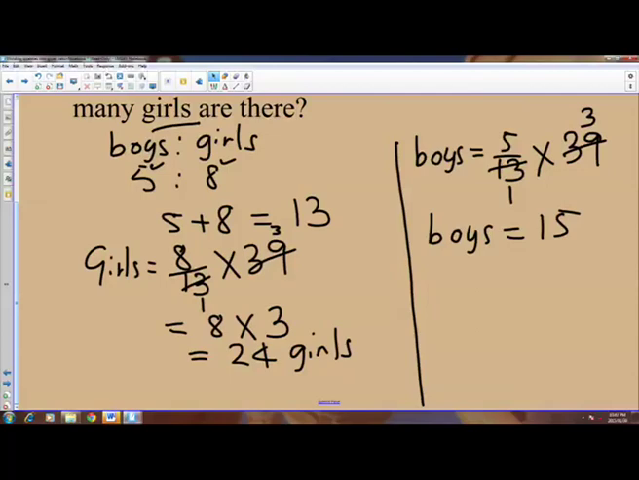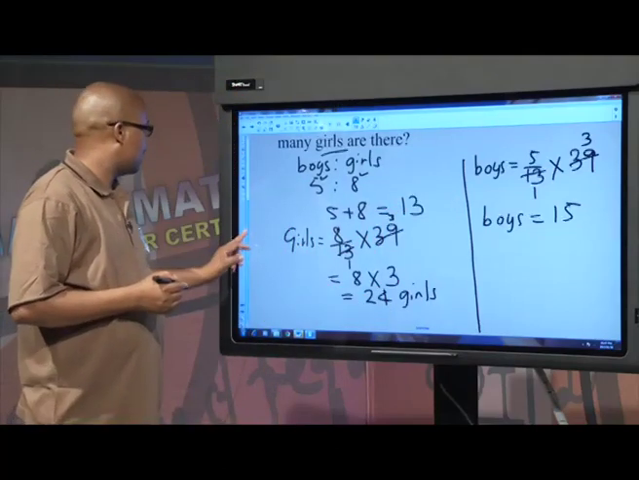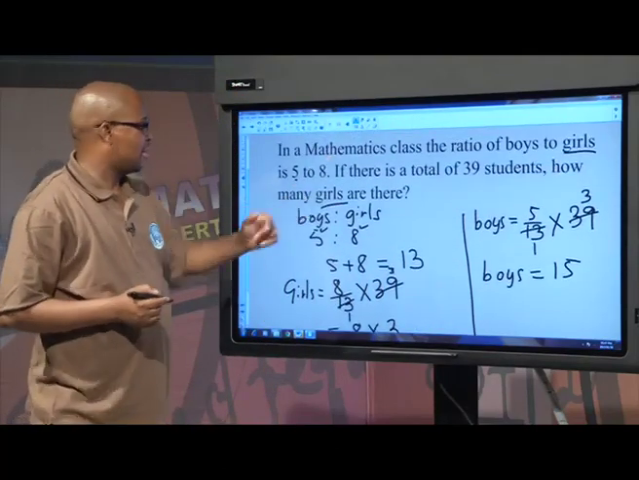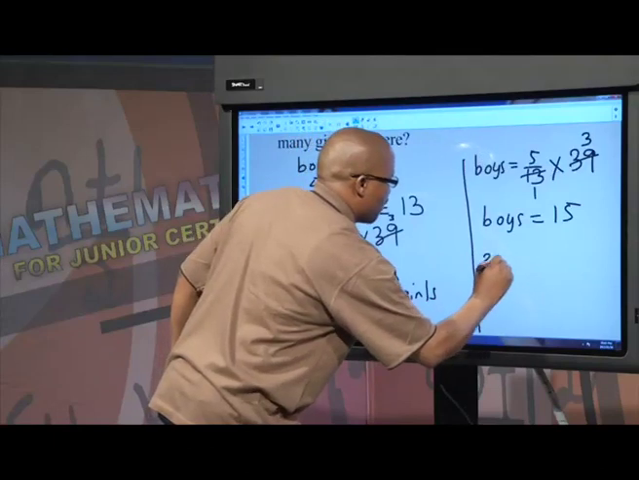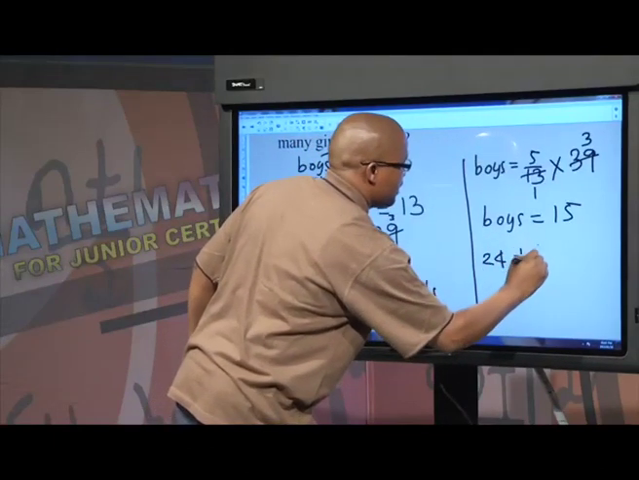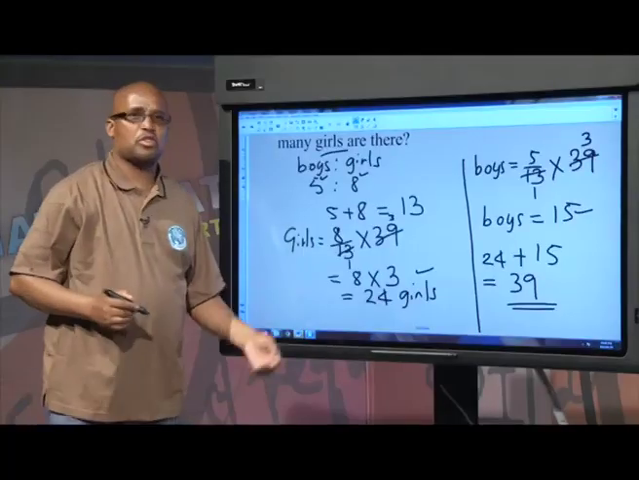And then you can as well check, does the number of girls and the number of boys give you the total number of students? So let us check. If you're told we're going to get 39, it's 24 plus 15. Let us check if we're going to get 39, because the number of girls and the number of boys should give us the total number of students. 5 plus 4 is 9, and then 1 plus 2 is 3. So this gives us 39, meaning our answers here are correct. There are 24 girls and then 15 boys. We have managed to solve this question.